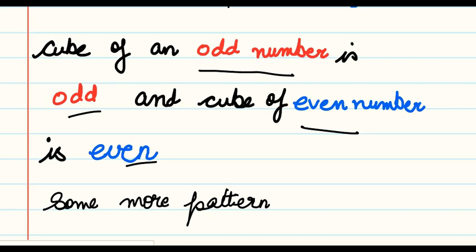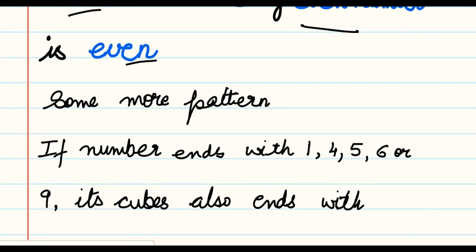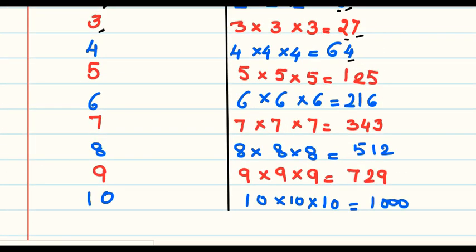Now let us see some more patterns from here. What we can observe is, if the number ends with 1, 4, 5, 6 or 9, you can see from here the numbers which are ending with 1, 6, the number that ends with the digit 1. The number 2 ends with the digit 8. Like the number 4, 5 and 6. 4 is ending with the number 4. The number 5 is ending with the number 5. The number 6 is ending with the number 6. And then we are getting the number 9 is ending with the number 9.